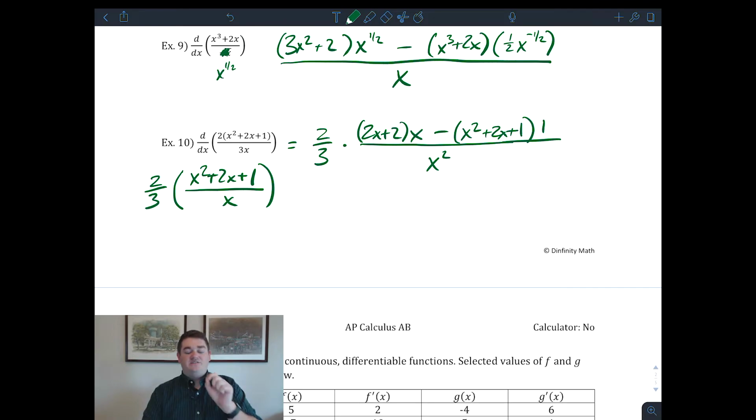And I want to point out in example 9 and example 10, both of these problems are actually easier if you don't use the quotient rule. In both of these problems, you can split those fractions, simplify those fractions, and use the power rule instead. And so the quotient rule is a good tool, but what you will find is now that you've learned it, you're going to spend the rest of your time trying to not use it, and that's okay.